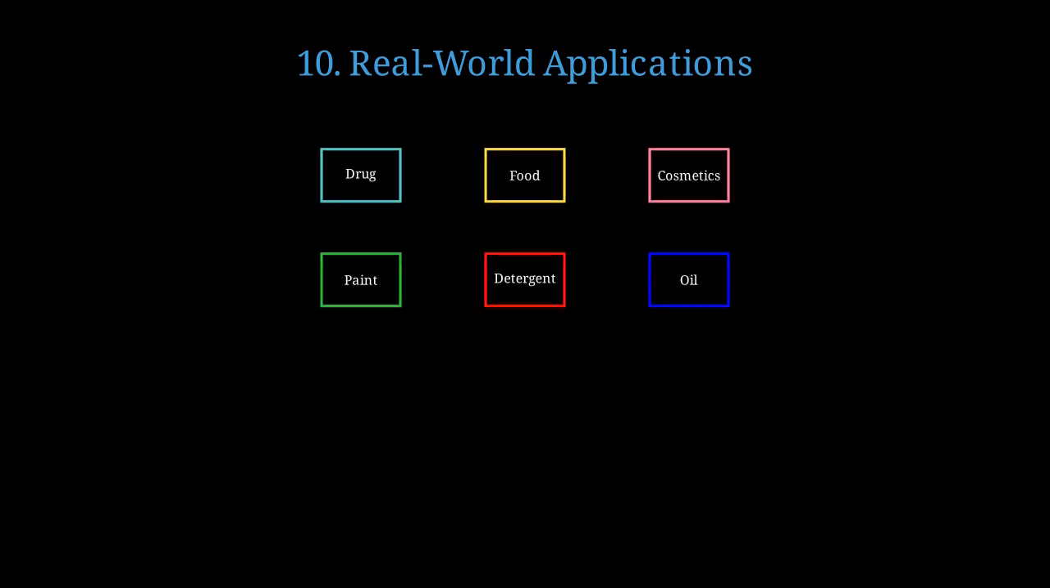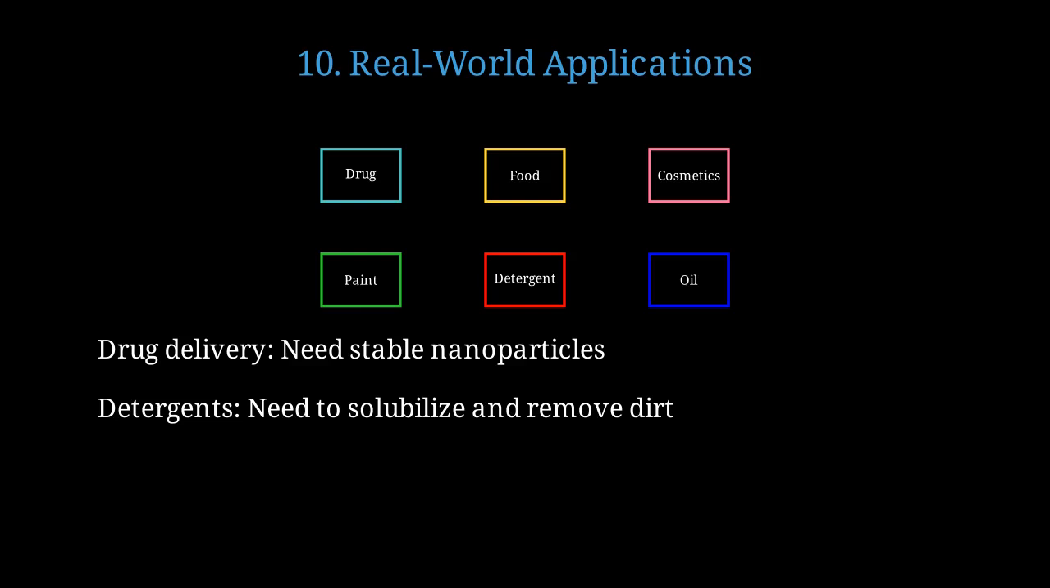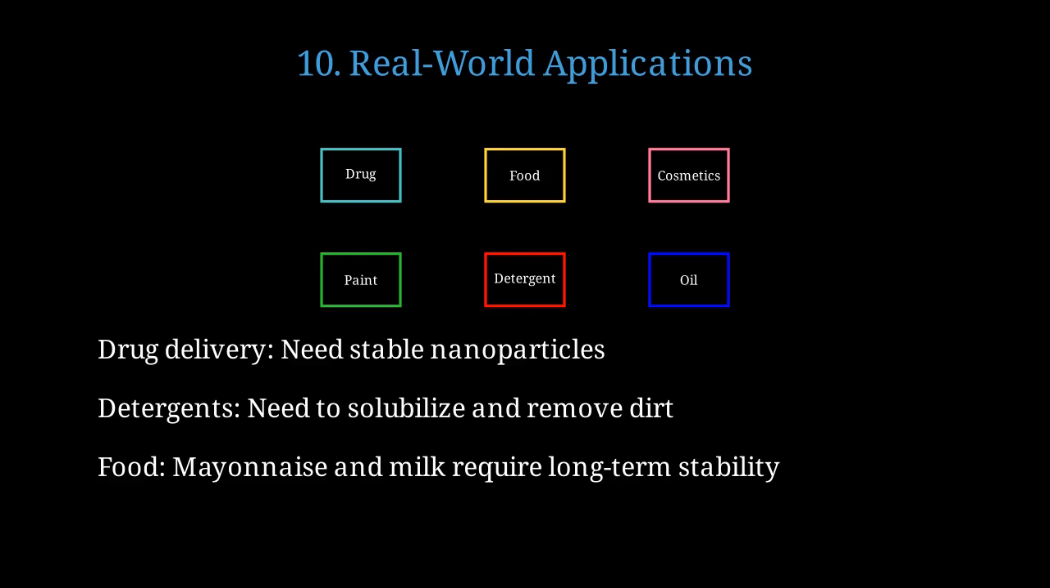This paradox has profound implications for many real-world applications. Drug delivery, food emulsions, cosmetics, paints, detergents, and oil recovery all rely on controlling surfactant behavior. In drug delivery, we need stable nanoparticles that won't aggregate before reaching their target. In detergents, we actually want destabilization to solubilize and remove dirt and oil stains. In food science, products like mayonnaise and milk must remain stable for months without separating. The key to harnessing surfactants is understanding how to control this delicate balance.